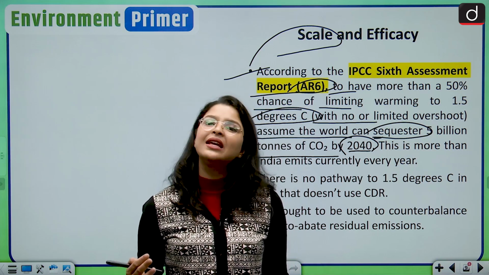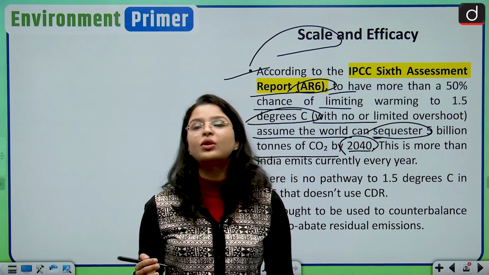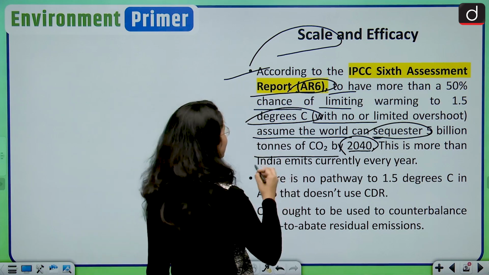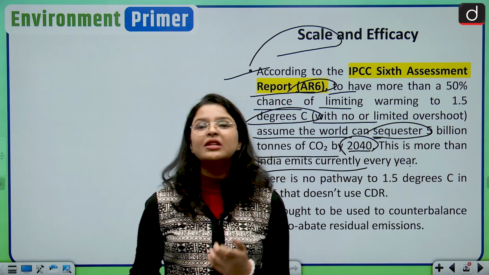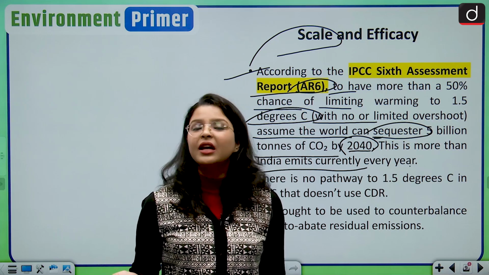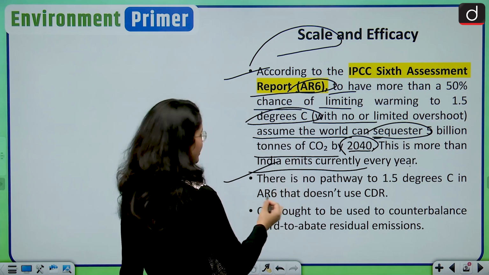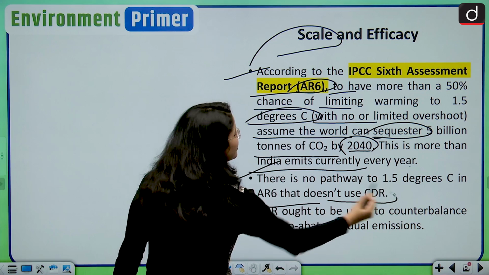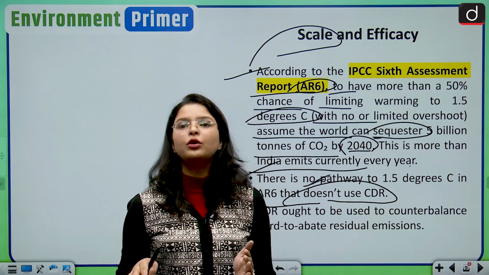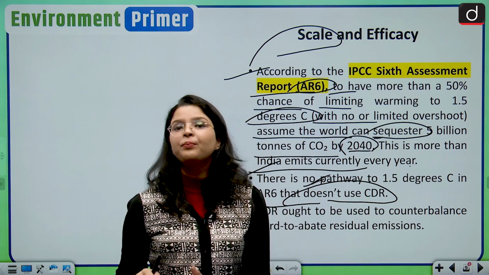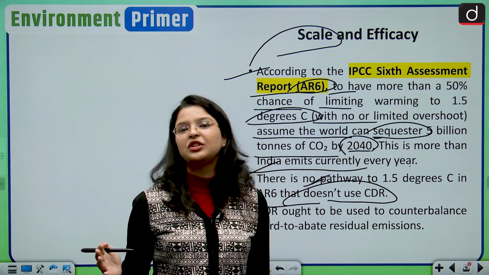So IPCC says that yes, what you can do is ensure that you are using these techniques so as to cut down your net emissions. Okay, and this is more than India emits currently every year. So the emissions need to be stopped at a much larger speed if we want to achieve our net zero emission target. Okay, and there is no pathway to 1.5 degrees Celsius in AR6 that doesn't use the carbon dioxide removal technique. So basically this report by the Intergovernmental Panel on Climate Change was focused on using these techniques to cut down emissions and to achieve net negative emissions by 2050.